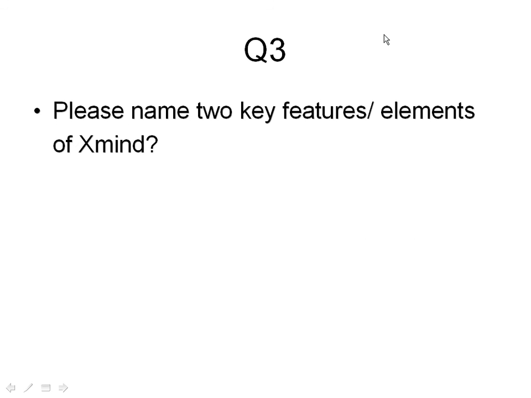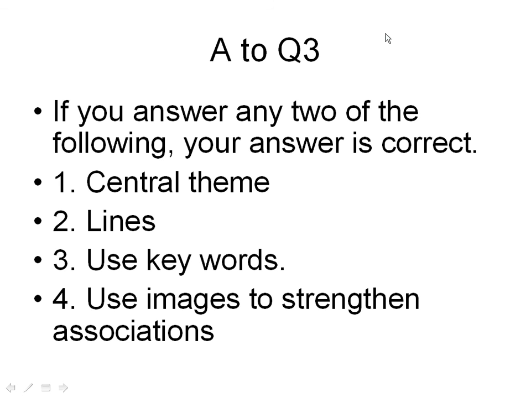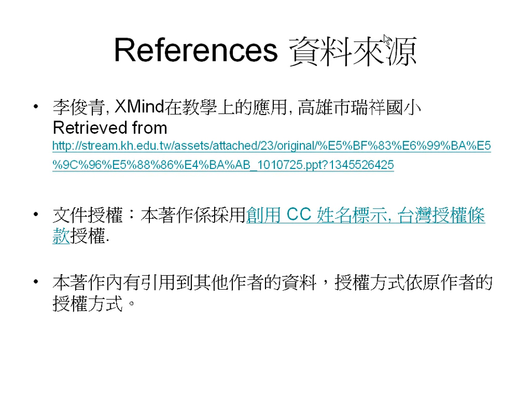Question number 3. Please name 2 key features or elements of Xmind. The answer to question 3 is, if you answer any 2 of the following, your answer is correct. Number 1, central theme. Number 2, lines. Number 3, use keywords. Number 4, use images to strengthen associations. This is the end of part 1.